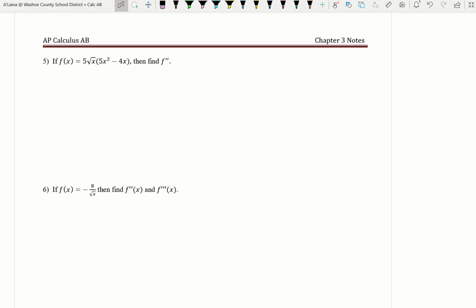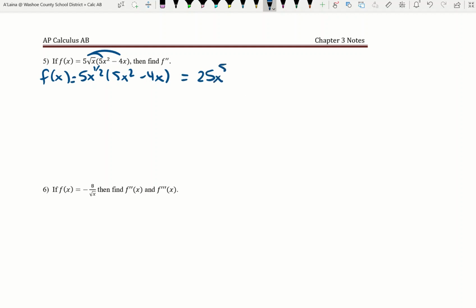So if I were doing number 5, there's no way that I would use the product rule for this. I would distribute first. Maybe I would rewrite that 5 times the square root of x, just to help me with the distributive property here. But then I would rewrite this as 25x to the 5 halves minus 20x to the 3 halves. Remember, you are adding those exponents together. And now I'm going to use the product rule.